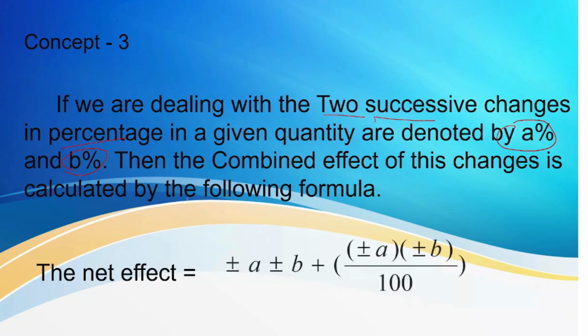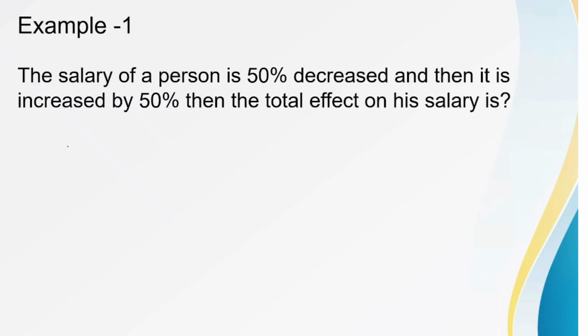the net effect is plus or minus A plus or minus B plus or minus A into plus or minus B by 100. Here, the plus sign indicates increase, that is, the percentage increased, and the minus sign indicates decrease. According to the specified changes, we select plus or minus signs. Now we observe this concept with an example.